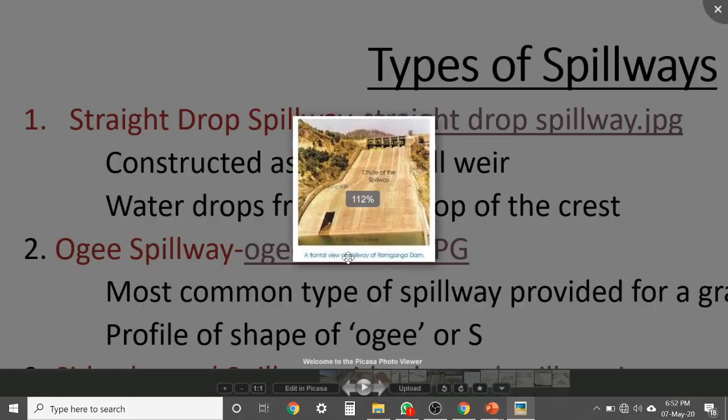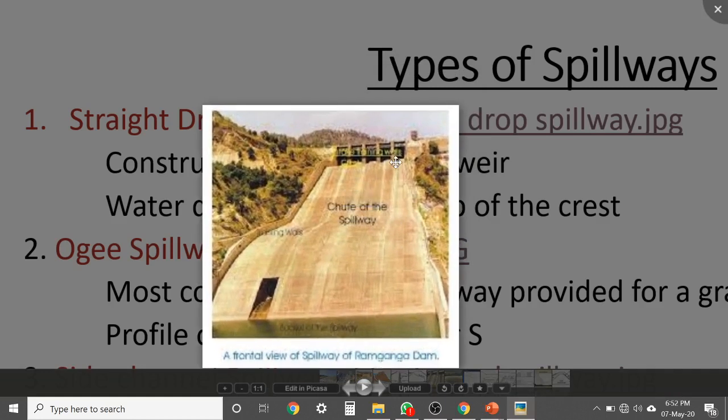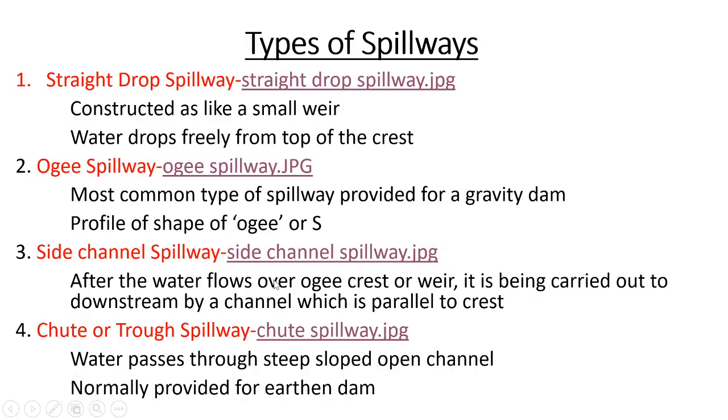This is a kind of chute spillway. You can see that this is a steep sloped channel, open channel, from where water is flowing to the downstream of the dam. Usually it is provided for earthen dams.